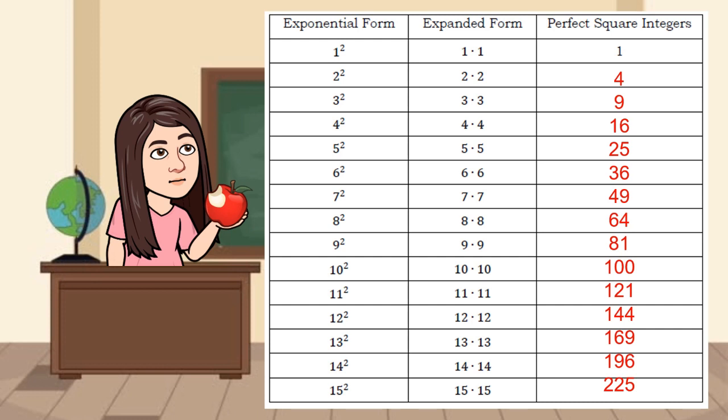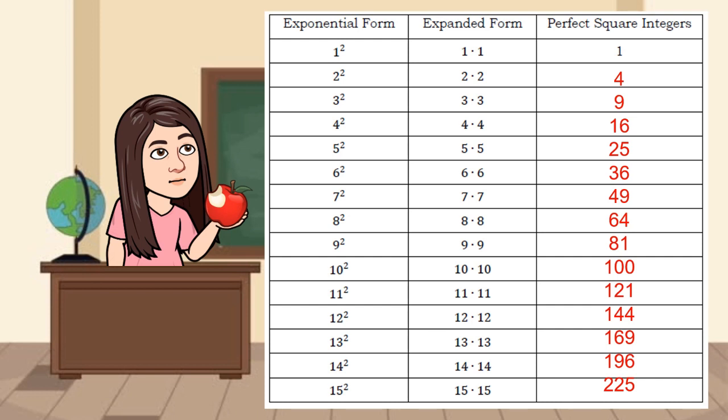6 squared is 6 times 6, which is equal to 36. 7 squared is 7 times 7, which is equal to 49. 8 squared is 8 times 8, which is equal to 64. 9 squared is 9 times 9, which is equal to 81. 10 squared is 10 times 10, which is equal to 100. 11 squared is 11 times 11, which is equal to 121.